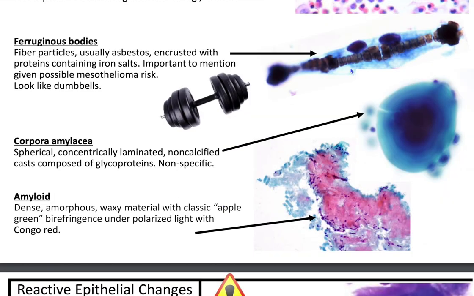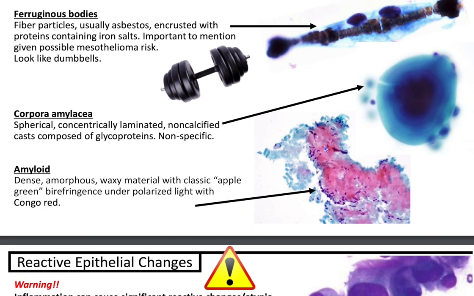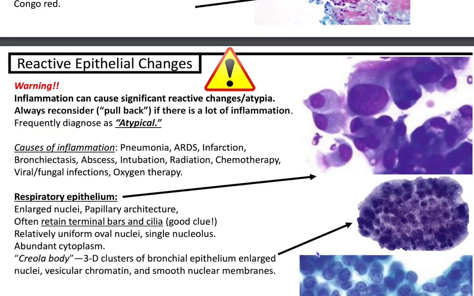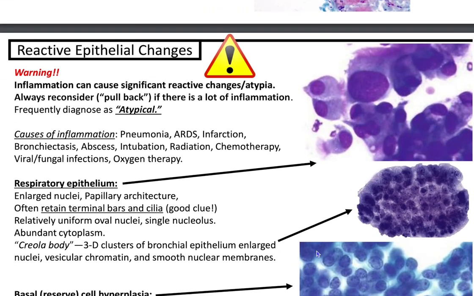Corpora amylacea. These are spherical, concentrically laminated, non-calcified casts composed of glycoproteins, not specific. I mean, you can see these in benign prostate biopsies as well. And then you can see amyloid, which is this dense, amorphous, waxy material with classic apple green birefringence under polarized light with Congo red.